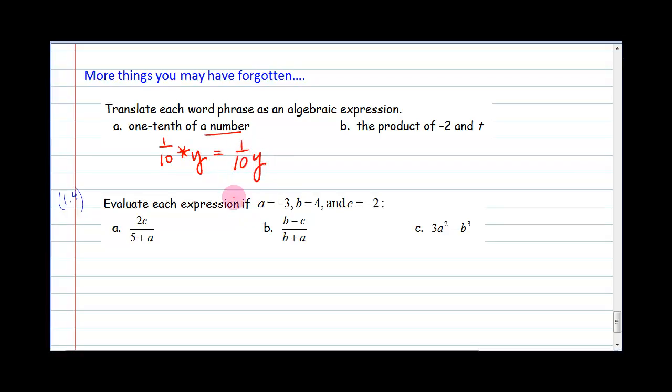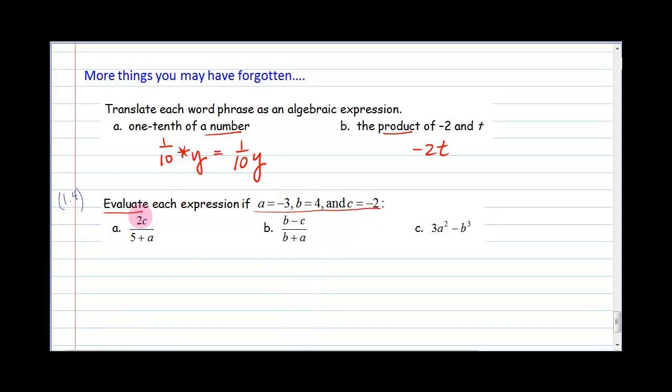1/10 of a number. How about the product of -2 and t? That's kind of easy. That means to multiply. That's telling me to multiply -2 with t. Okay, and we will come back and really discuss this in greater detail when we get to it in the semester. One more thing, evaluate each expression if this is my given numbers.